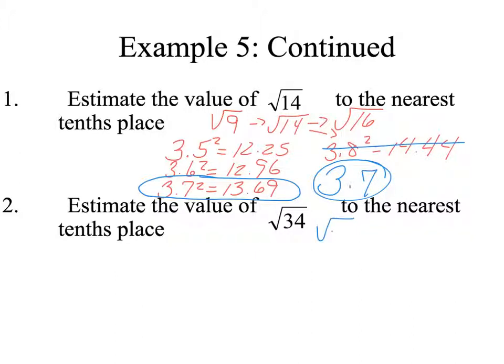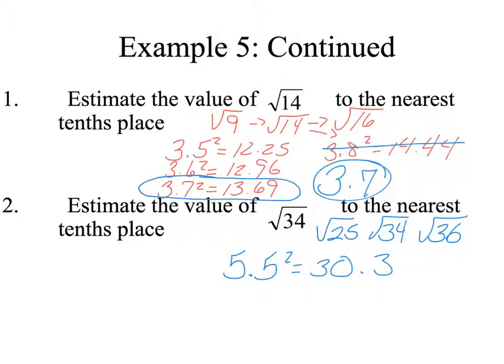34 is in between the square root of 25 and the square root of 36. Start by taking the square root of the lowest value, which is 25, and that gives me 5. Always start at the point 5. 5.5 squared is 30.3. I need to get to 34.